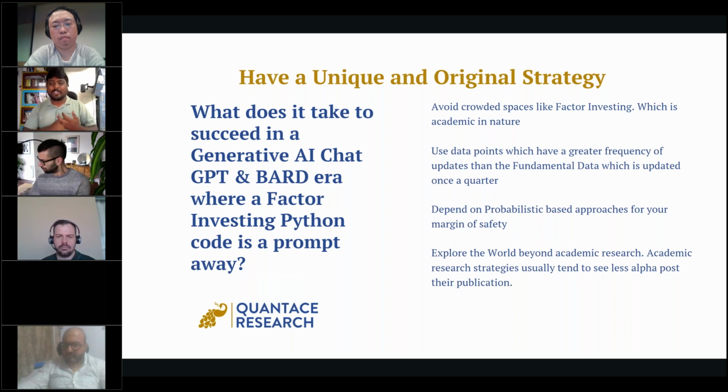Also use data points which are in line and in sync with current market conditions. It has to reflect the current market realities. You'll have to look for data such as alternative data which is updated on a daily basis, and it is better to rely on these than fundamental data.